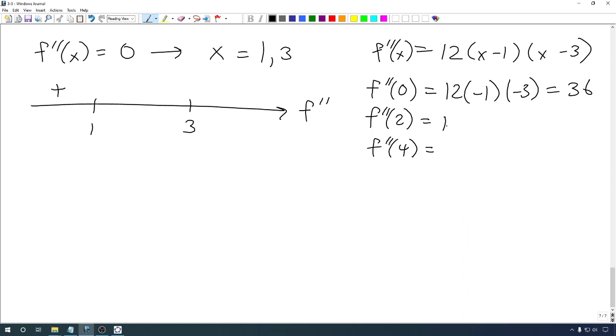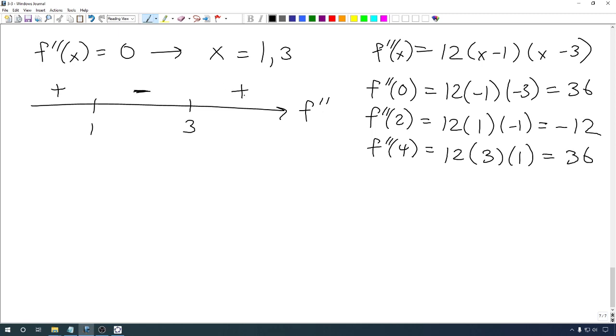For 2, I have a 12. 2 minus 1 gives me a 1. 2 minus 3 gives me a negative 1. This time we have a positive and a negative, so we're left with a negative 12. So we put a negative sign there. Finally, for 4, we still have the 12. This time 4 minus 1 is a 3. 4 minus 3 is a 1. We actually have no negatives in there at all. We get a positive 36 again. So we get a plus sign there.